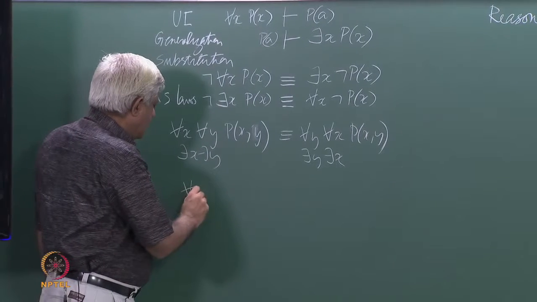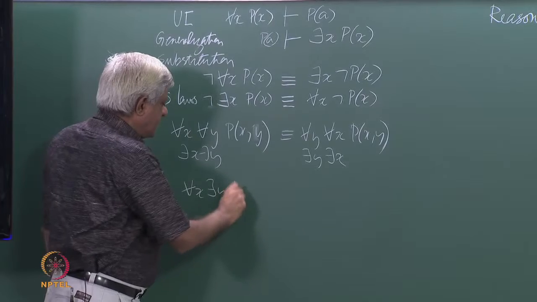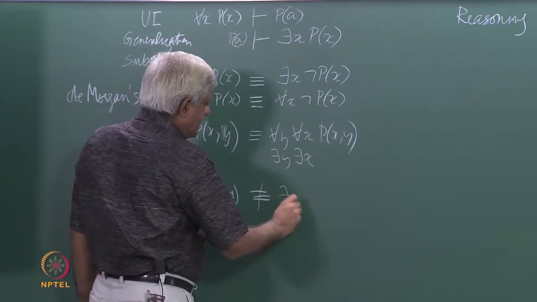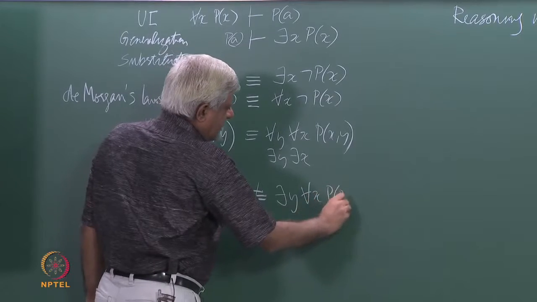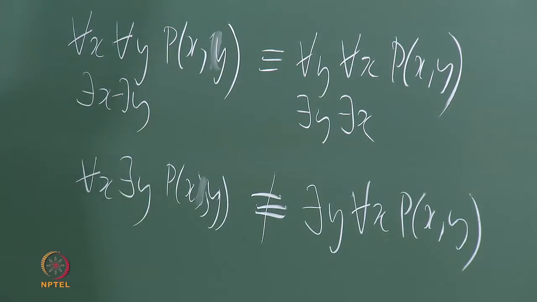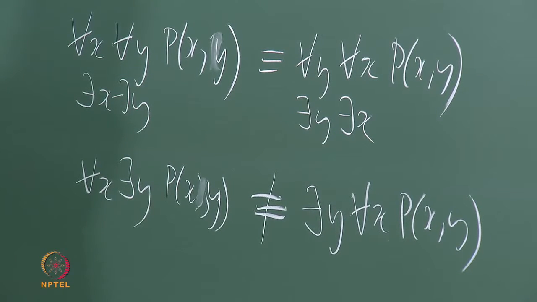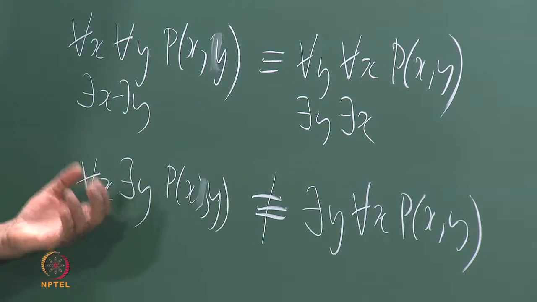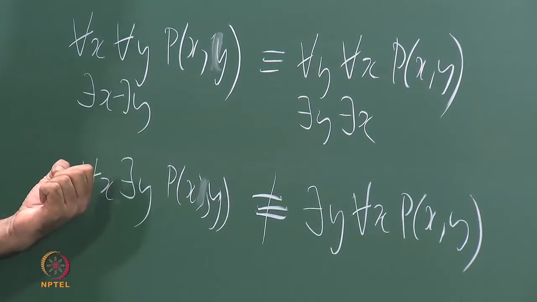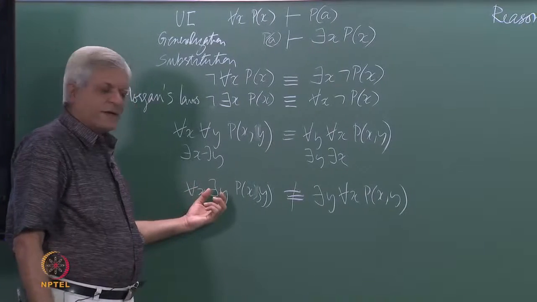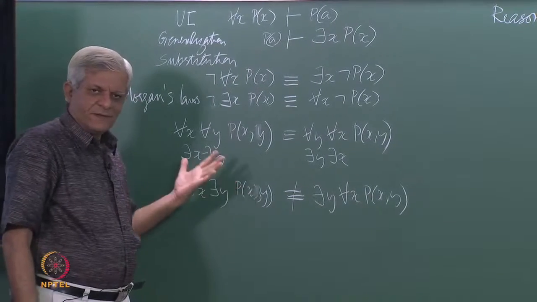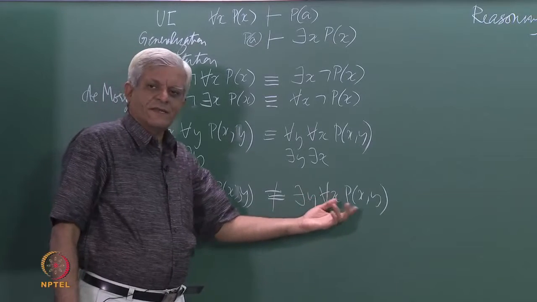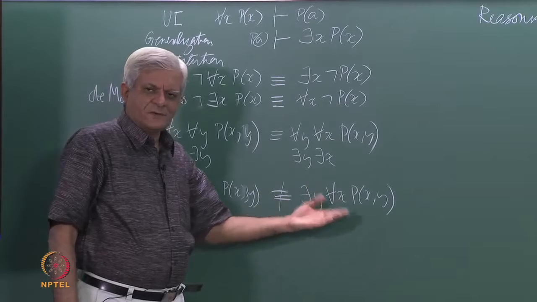So if you say for all x there exists a y such that P(x,y), this is not equivalent to saying that there exists a y such that for all x P(x,y). You can try and think of a counter example to show that this is not the case. So for example, for every number x there exists a number y which is bigger than x. If P stands for greater than, then this statement is true, whereas this statement says that there exists a y which is greater than every number, which is obviously not true essentially.